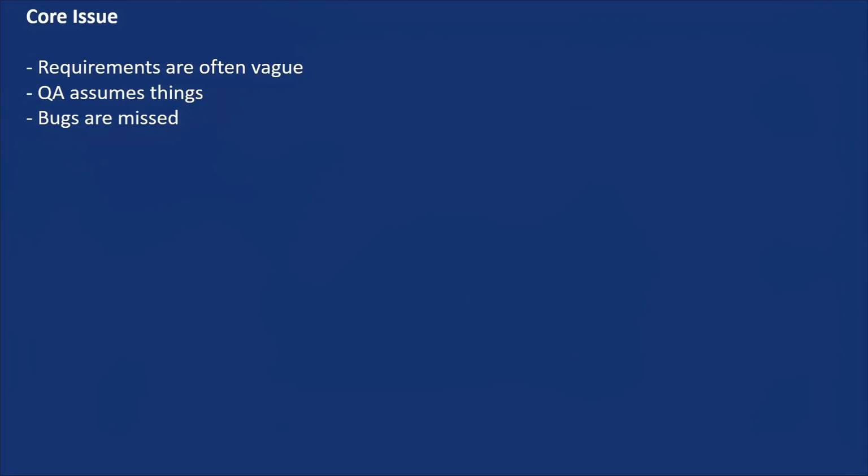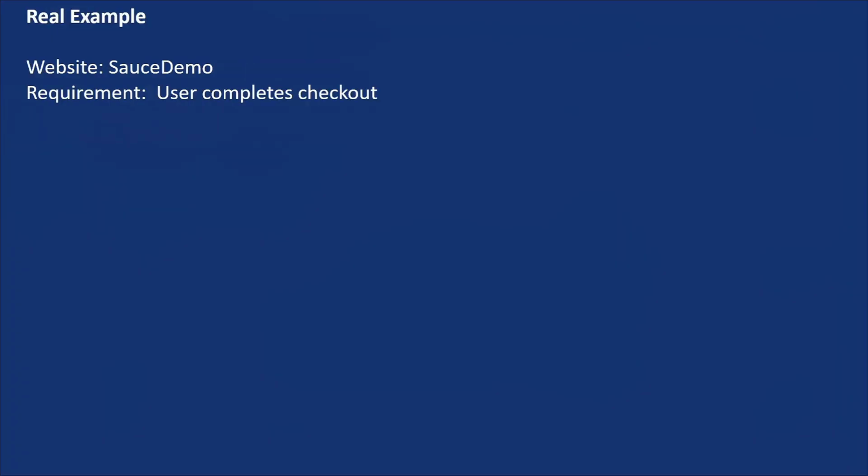So the core issue is requirements are often vague, QA assumes things, and bugs are missed. So the AI solution is you can use AI to break requirements, you can get clarity instantly, and you can think deeper. So let's take a real quick example for this.